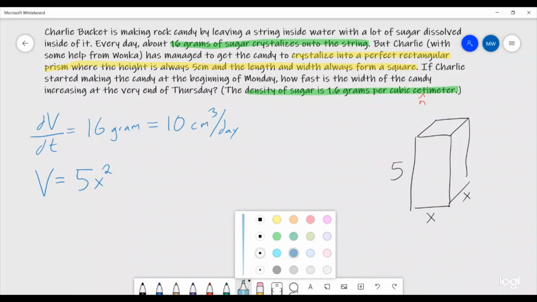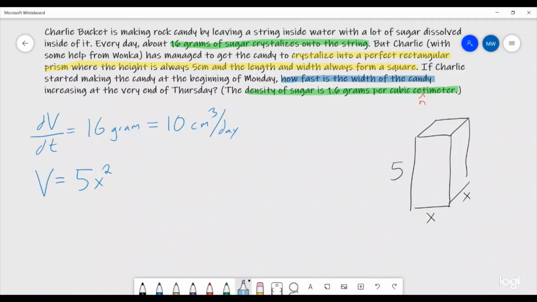We're trying to find how fast the width of the candy is increasing at the end of Thursday. So the width, that's this thing down here. That's the x that we're trying to find. So we need to find dx/dt. That's what we don't know. So let's go through and try and figure that out.